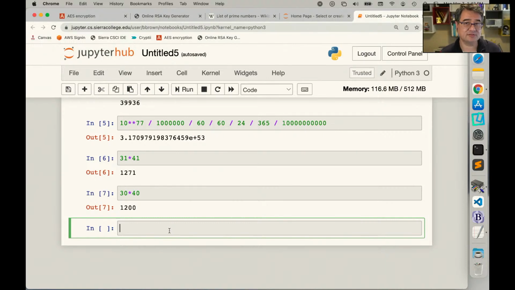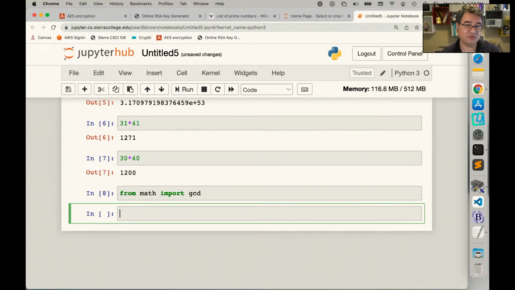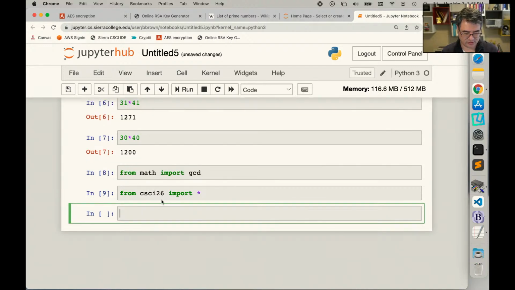To be able to do this, you know that for something to be coprime means its greatest common divisor is 1. So we need a GCD function to use here. There's one built into Python in its math library, and there's also the one that we've written ourselves using the Euclidean algorithm. Just for speed's sake, I'm going to use the built-in one. So I'm going to say from math import gcd. We also need our Computer Science 26 library so that we can do things like map and filter. So from CSCI 26, import star, and we're good to go.